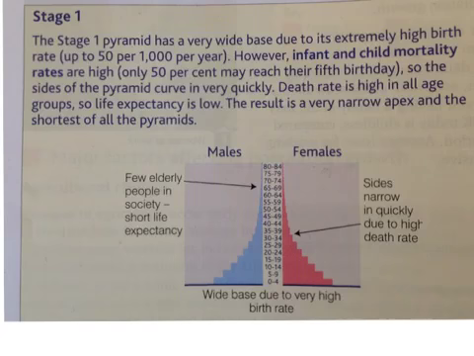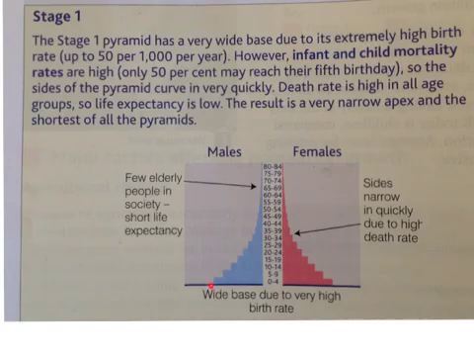So, this pyramid here is one that's taken from stage 1, and as you can see, it has a very wide base due to its extremely high birth rate. So, as it says up here, up to 50 per thousand per year. However, because infant and child mortality rates are high, lots of children are dying before the age of 1. Only 50% may reach their 5th birthday, as it says here.